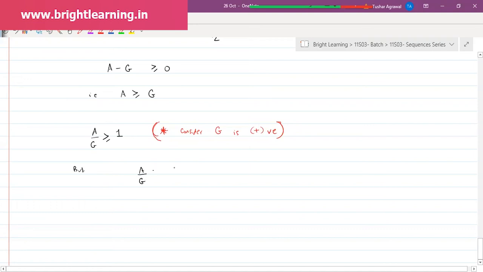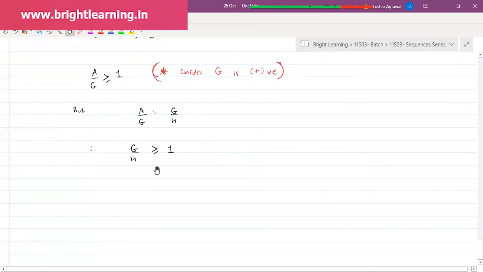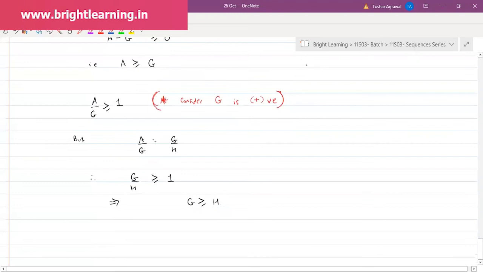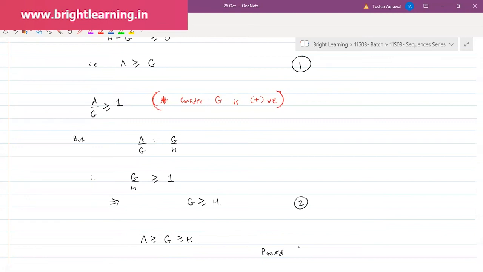A upon G is equal to G upon H. Therefore, G upon H is always greater than or equal to 1, since A upon G is greater than or equal to 1. So G upon H greater than or equal to 1 means what? This implies G is always greater than or equal to H. Combining all the previous results, result number 1 and result number 2, A is greater than or equal to G, greater than or equal to H, hence proved. Done. Yes, sir. Okay.